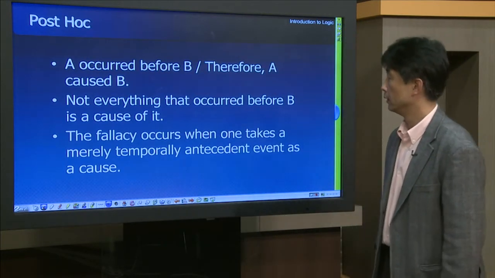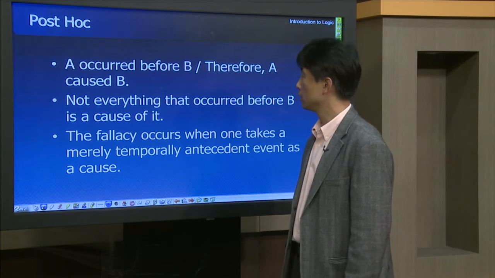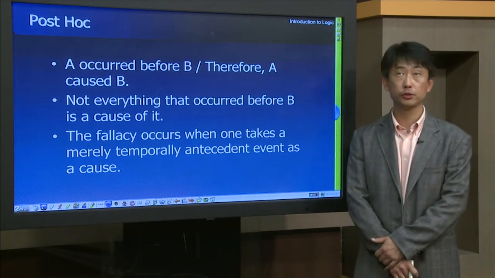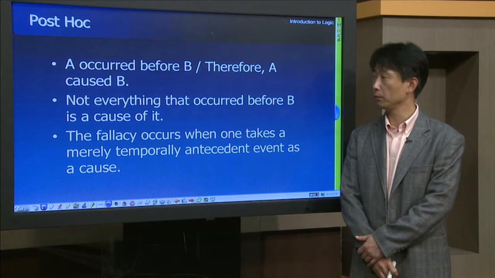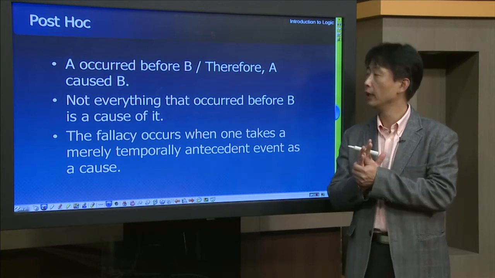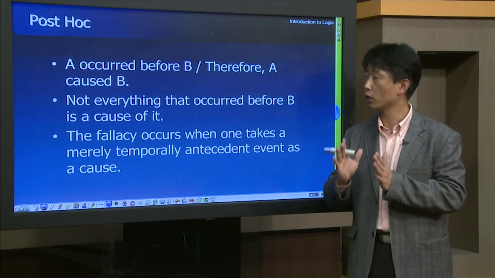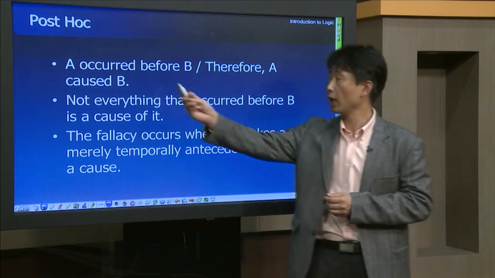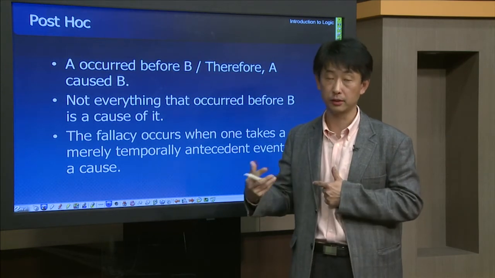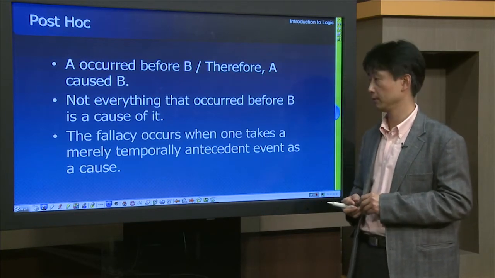Post hoc. This fallacy has the form A occurred before B, therefore A caused B. This fallacy is based on the following mistake, that a causal relationship, that is A caused B, requires only that A occurred before B. But the fact that A occurred before B, although that's necessary, is not sufficient for A causing B.